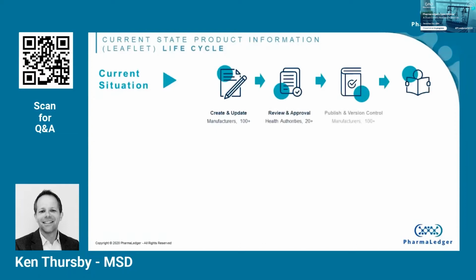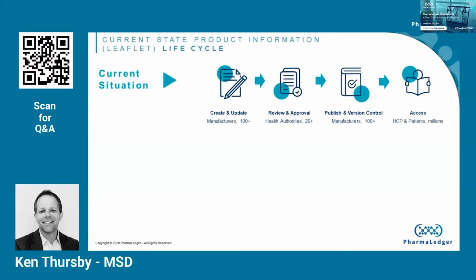Then you have health authorities. They need to review and approve it before it can be published. Publishing with paper is simply printing it, putting it in a pack, and dissemination or access is a patient reading that leaflet. All of that will require change if you move to an electronic version.